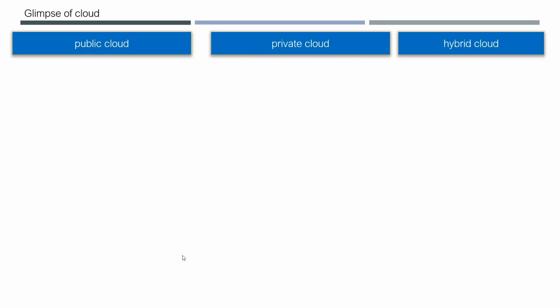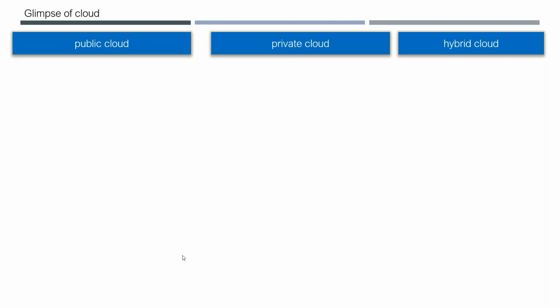In your applications, some components can be deployed on the public cloud like AWS, Azure, or Google platform. Some components have to be deployed in your own data center, or in your own private cloud, which is running VMware. If your application is there in both places, then you call it a hybrid cloud deployment.